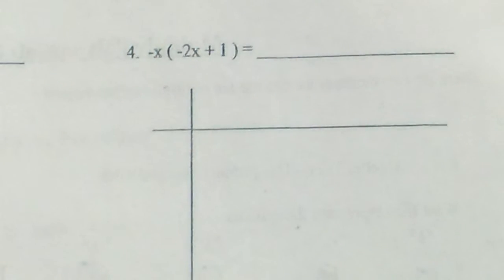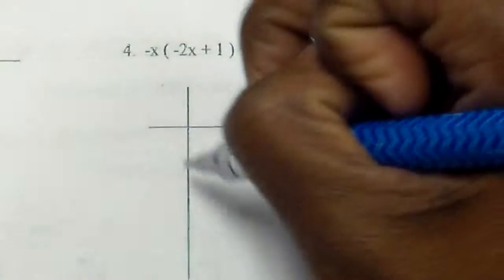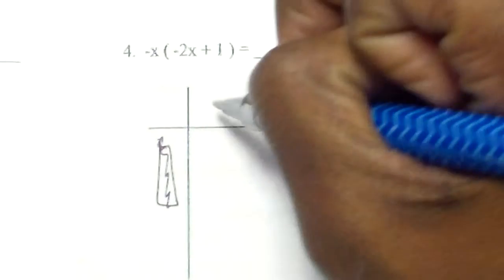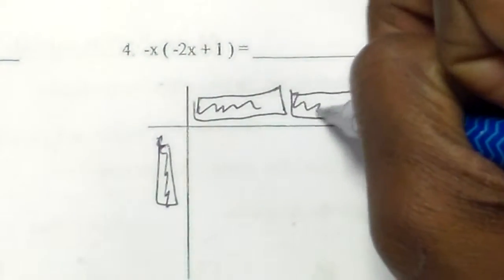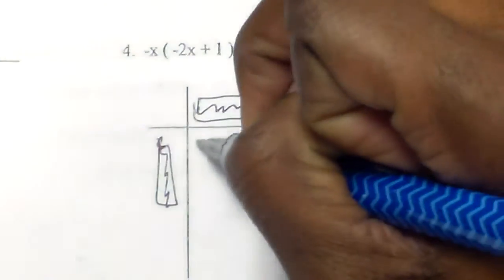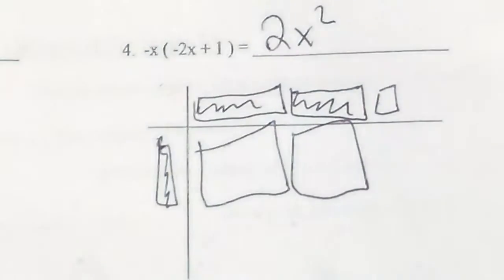Try number 4 on your own. Using the algebra tiles, try number 4. Okay, what you should have gotten was you should have drawn a negative x, 2 of the negative x bars, and a 1. And your answer, you should have had 2x squared.